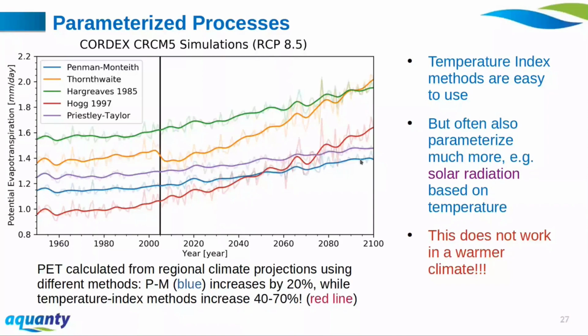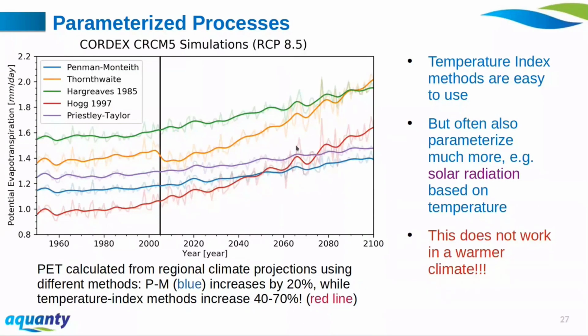It's only by 20%. And the reason is that temperature increases, yes, saturation deficit increases a bit, but solar radiation doesn't. And so the Priestley-Taylor method, that's the purple line, does take radiation into account explicitly. And so you actually see a very similar increase as with Penman-Monteith. The calibration level is a bit different.